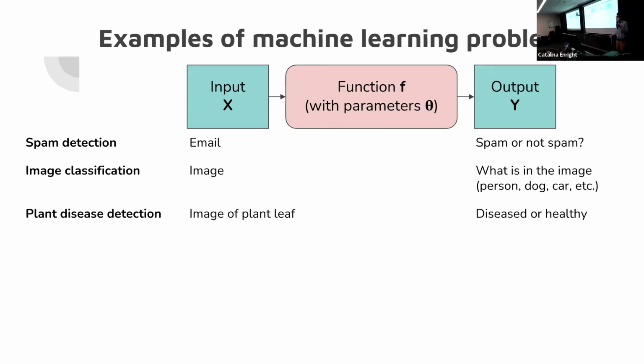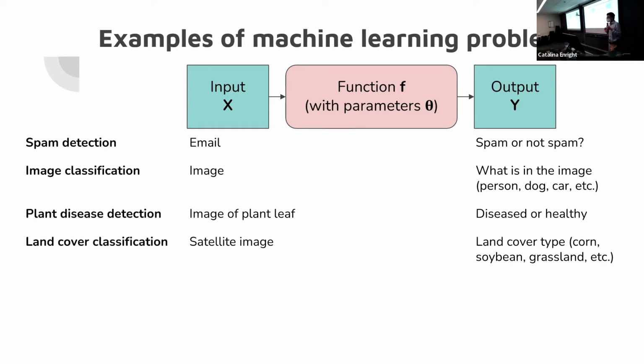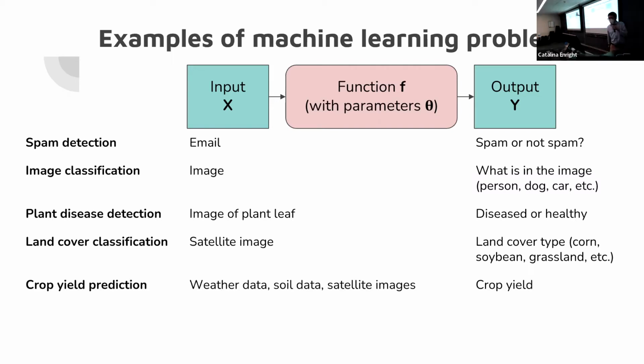And moving on towards examples more relevant to plant science. In plant disease detection, you might have an image of a plant leaf, and you want to be able to identify if it's diseased or healthy, and maybe even what kind of disease it is. In land cover classification, we might have a satellite image of a region, and we want to know what parts of the region are covered by different land uses, such as farming, grassland, urban uses, etc. And finally, in crop yield prediction, I've mentioned this. Let's say that we have a bunch of data about weather, soil, environmental conditions, genotype, etc. And the goal would be to forecast the eventual crop yield.